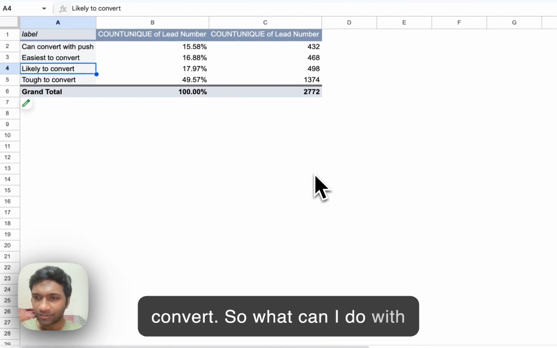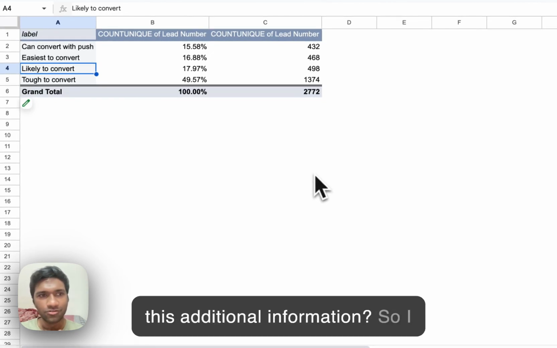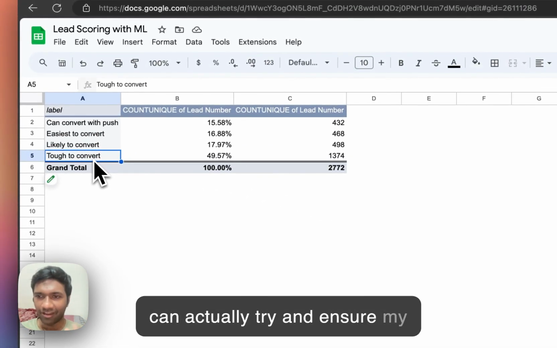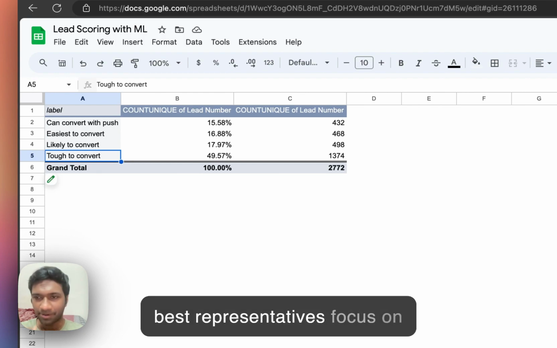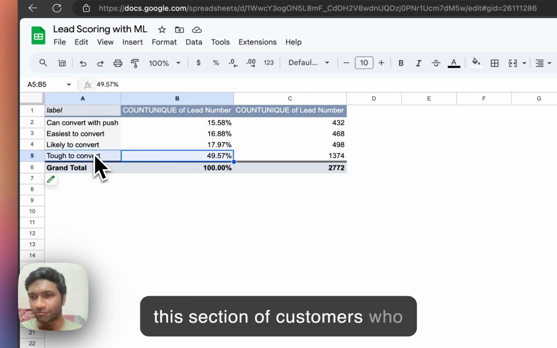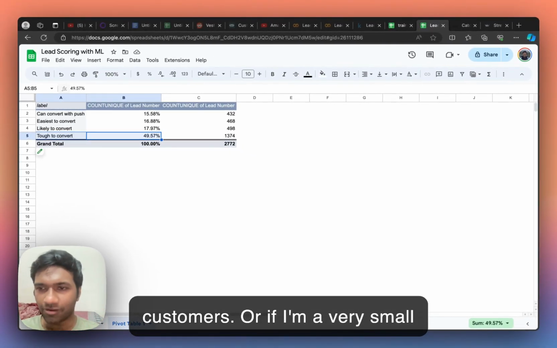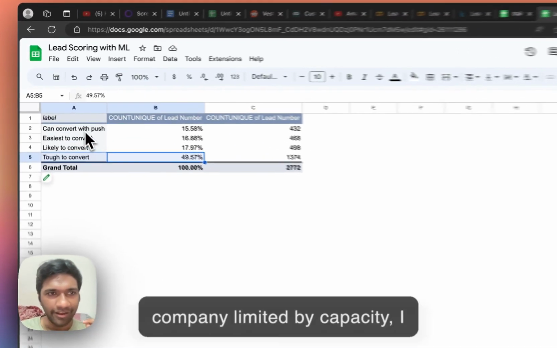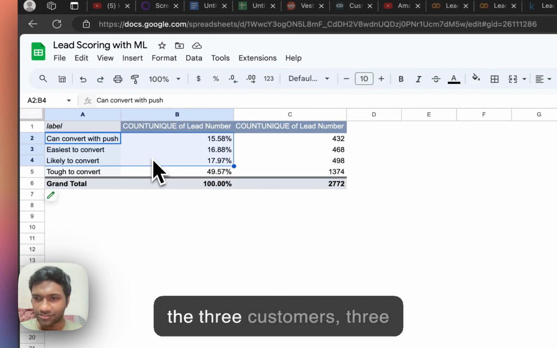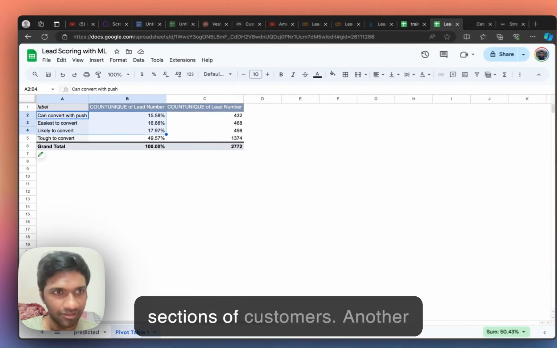So what can I do with this additional information? I can try and ensure my best representatives focus on this section of customers who are tough to convert. Or if I'm a very small company limited by capacity, I can actually focus on the rest of the 3 sections of customers.